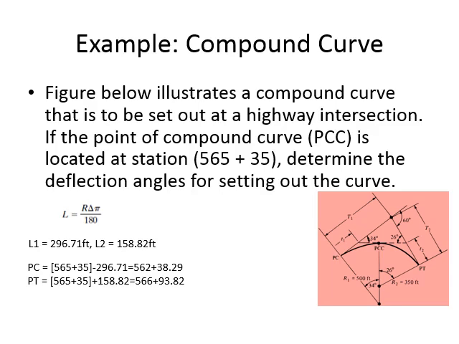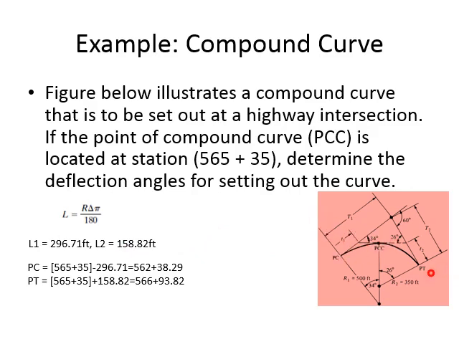We have a compound curve. The point where the two curves are meeting, PCC, is given. The angle of each curve is given. The radius of each curve is given. And they want to find out the deflection angles of the intermediate points to lay out the curve, or set out the curve.